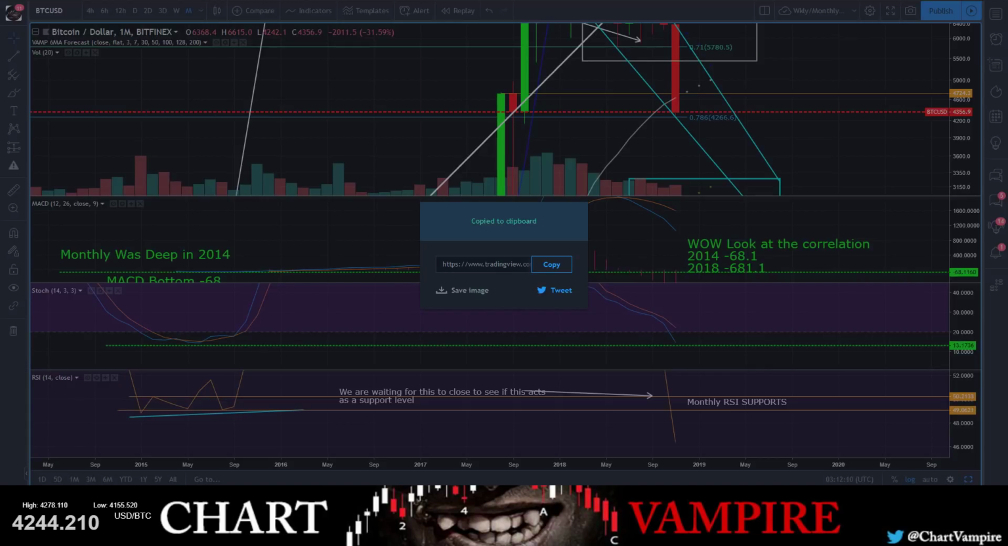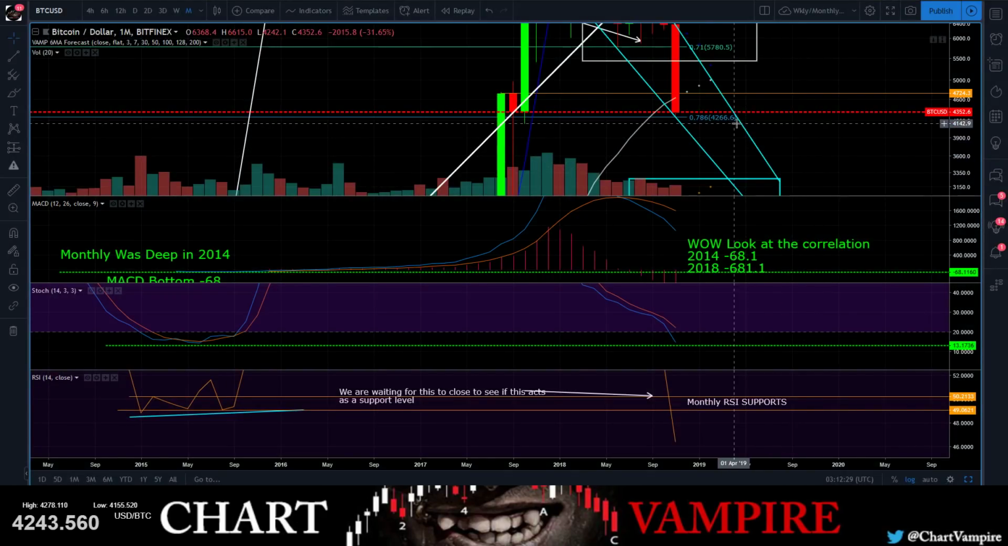Okay. Almost to the 0.786 support at 42.66 USDT. Right? There's that right there. There's your support right there.